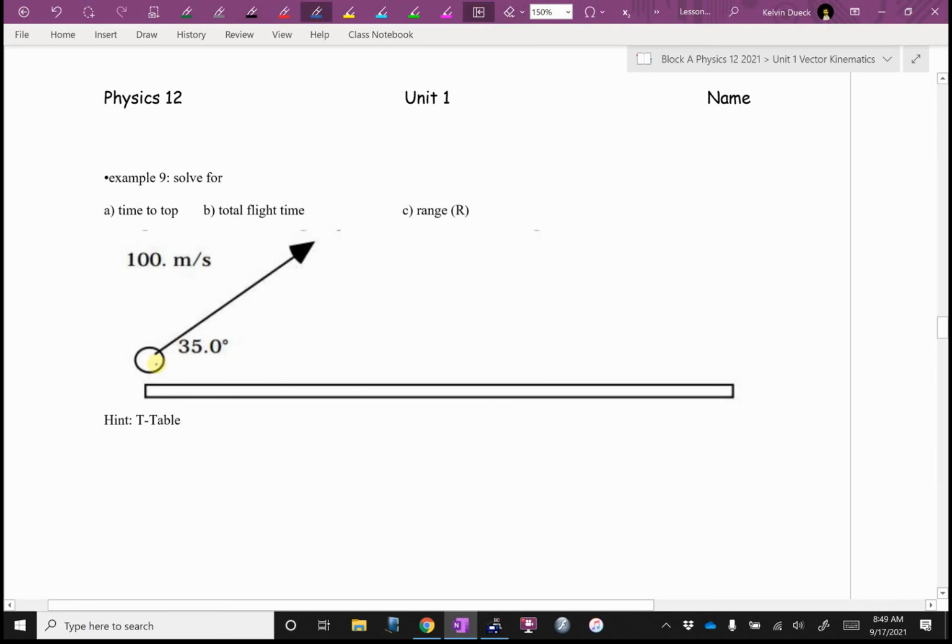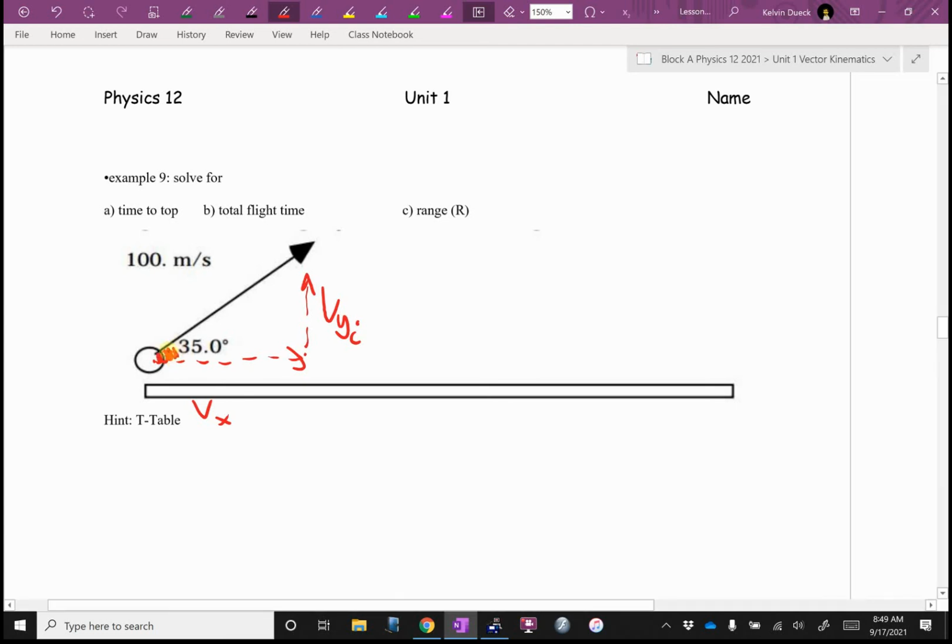I can break this up into Vx, Vy initial. How come I put an initial on the Vy, but I didn't bother putting an initial on the Vx? Vx is not 0. Vx is constant because Ax is 0.